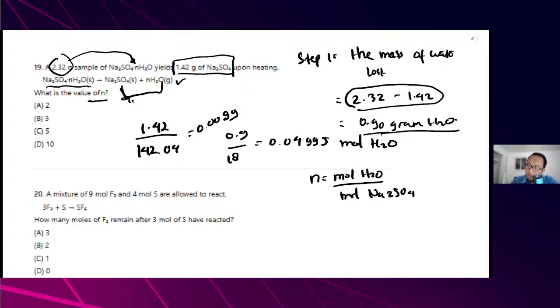Okay, so mole H2O is 0.0499 and then 0.0099. So it will be giving us 5 for the answer. So the correct answer will be C. Okay, the correct answer will be C.